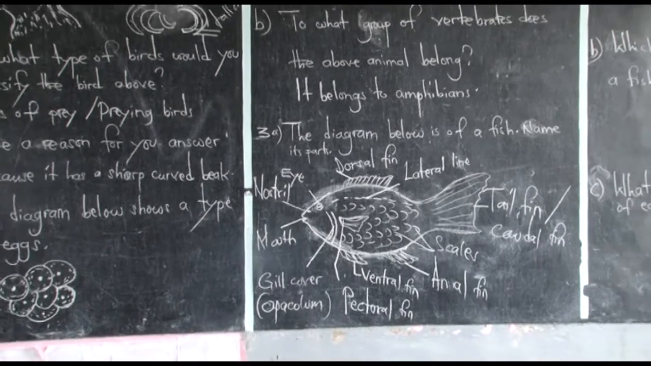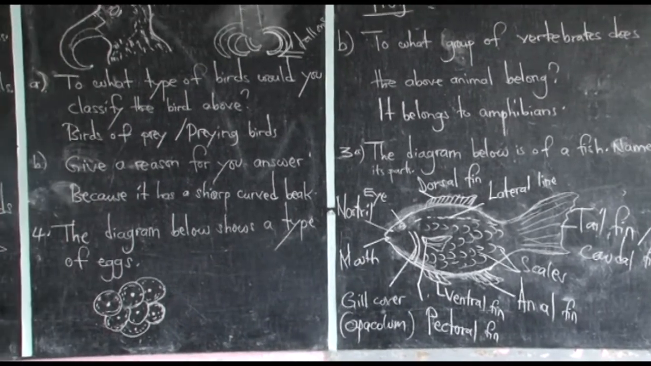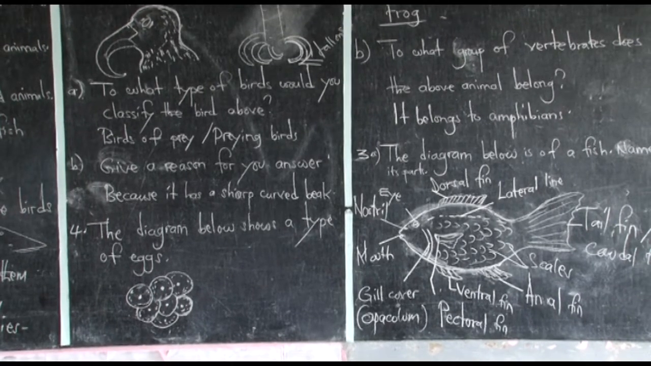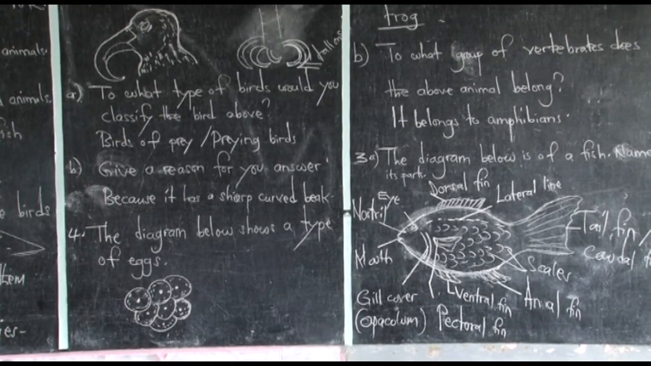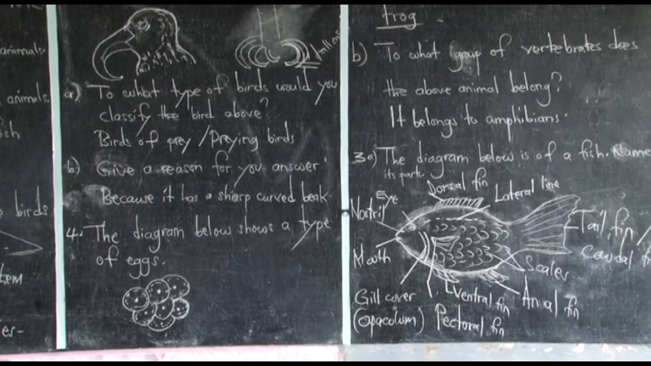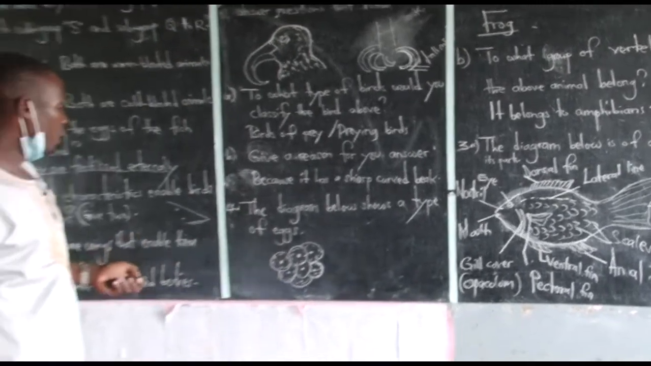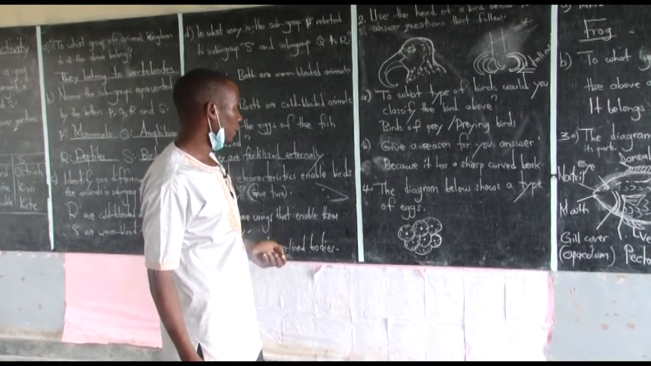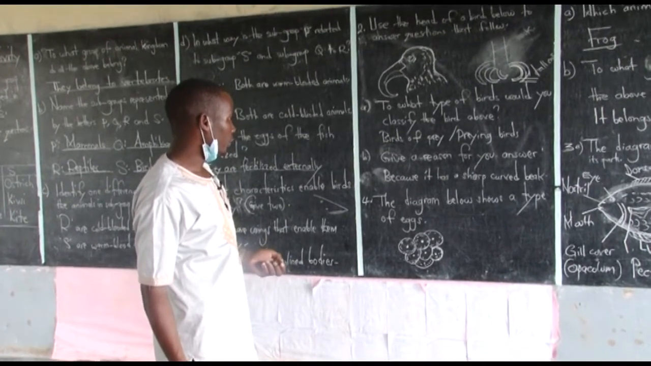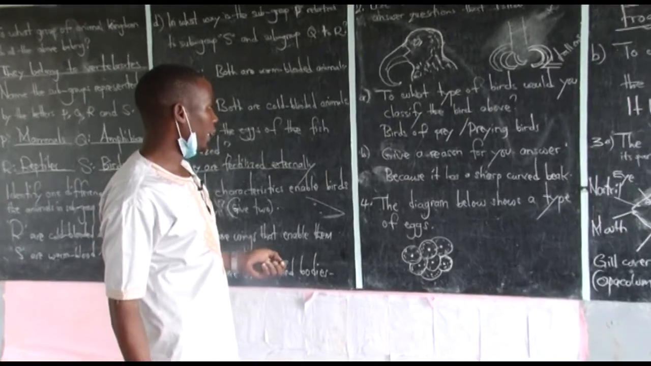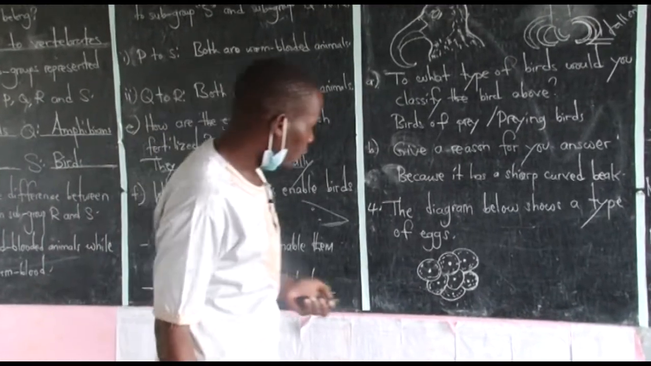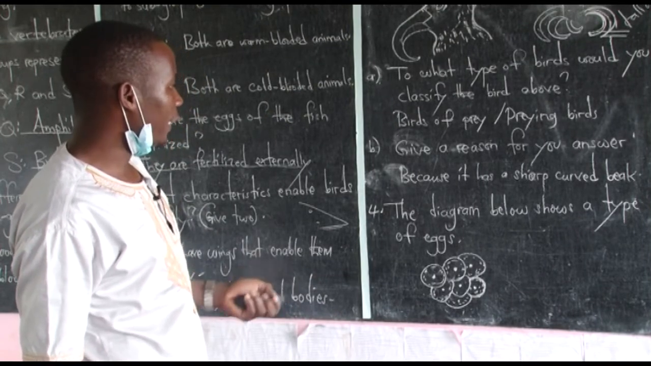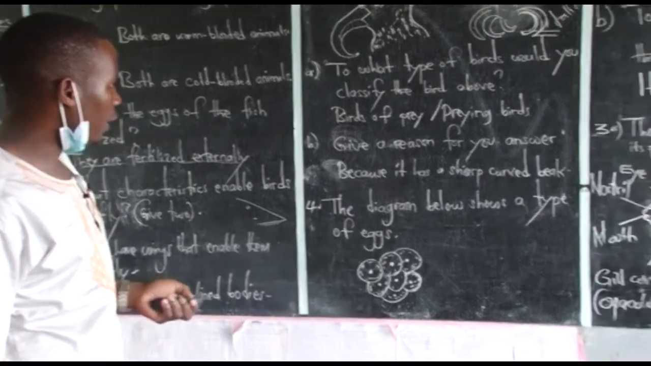So you can check this, the eye, for seeing food, or as you're moving in water, swimming in water. Then the nostril, this is majorly used to smell food. And then we have the mouth, this is for getting food. Look at the gill cover or operculum, this protects the gills.